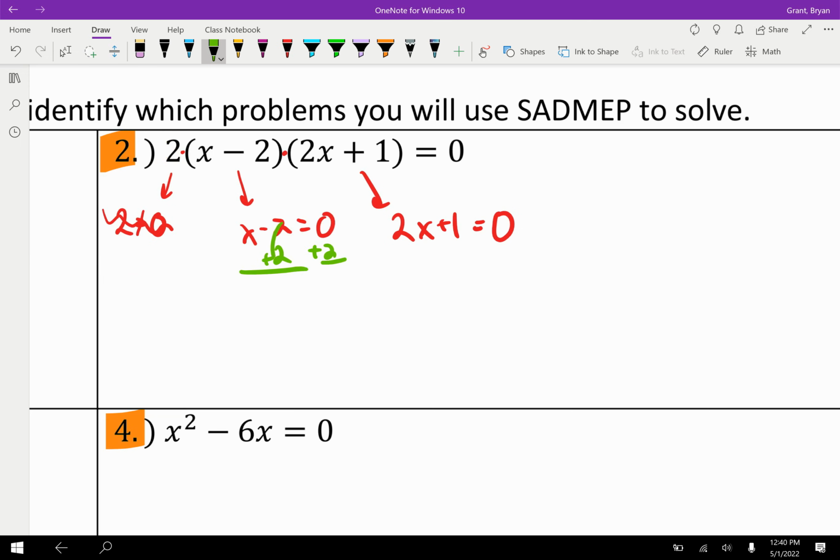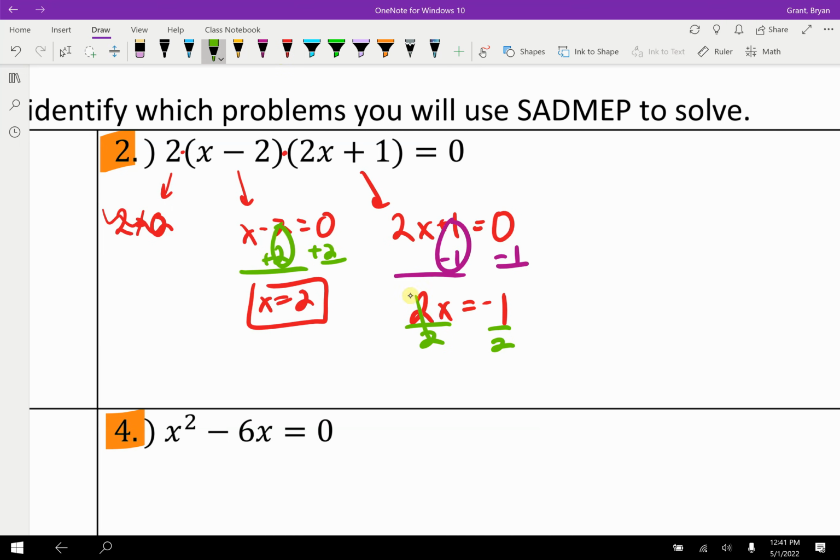Adding 2 to each side. So now we're using SADMAP, right? We have equations that only have a single x. And so now we finish solving using everyone's favorite method, just undoing what is attached to x. Last step, divide by the 2, and we end up with a very pleasant fraction, negative 1/2, or negative 0.5 if you'd like.